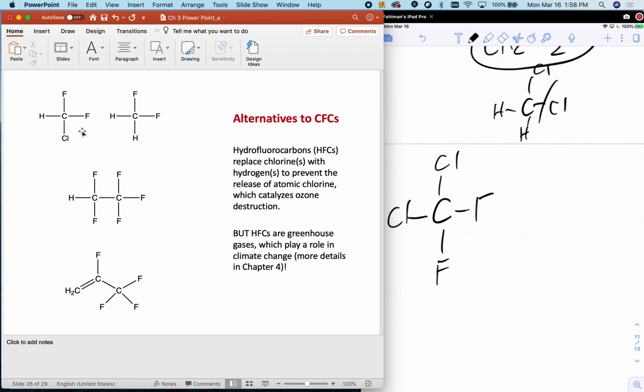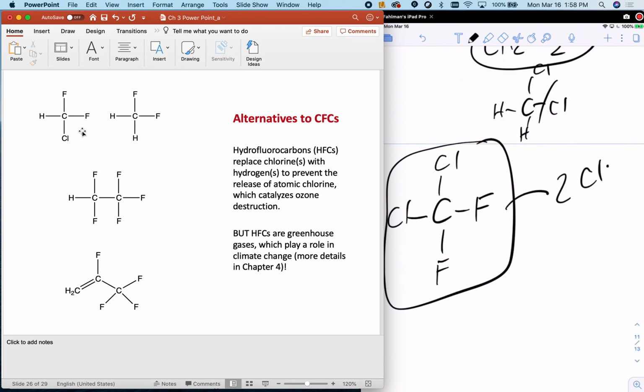So this was the first CFC that they found, and that was to stop production of it. And you can see, for every molecule of this, you have two Cl radicals. So the easy choice would be, let's just come up with this one, so you only have one of them that can be produced. So that helped a little bit.